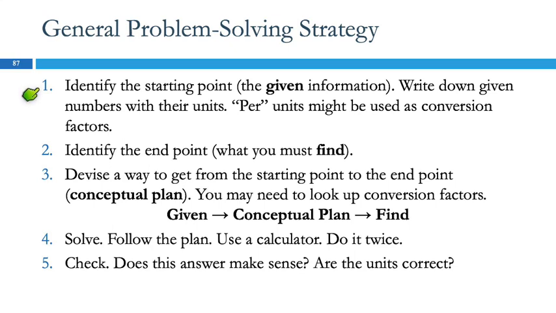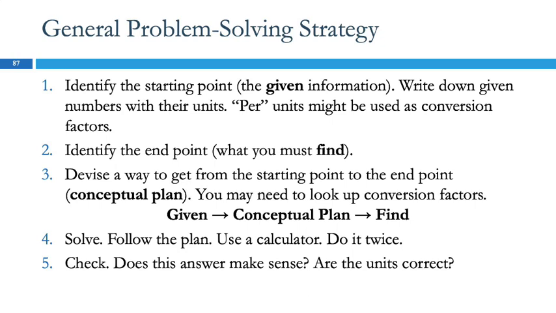So we want to identify the starting point, the given information. Usually this is numbers. Write those numbers down. Always write down the units. Sometimes you'll be given some per units, like grams per milliliter. Those often end up being your conversion factors. So you figure out where you're starting, and then you want to figure out where you're going to end.